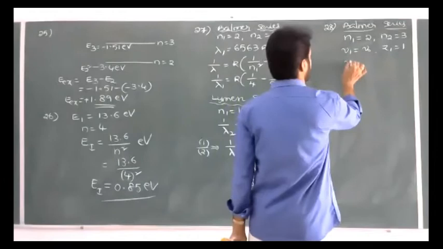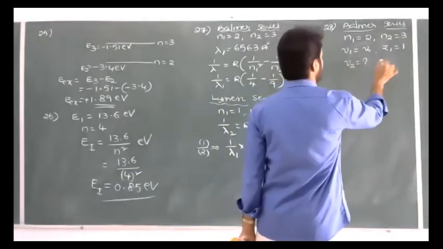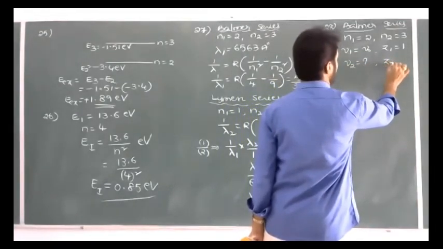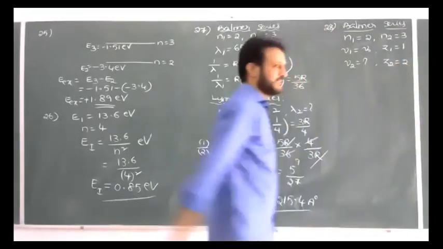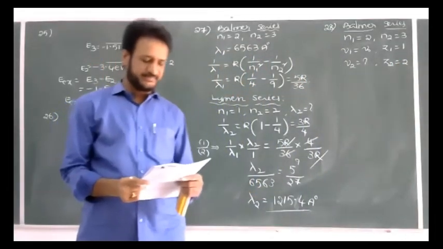But here, what is the value of the frequency nu 2? For a singly ionized helium atom, Z2 is equal to 2. You should take Z2 equal to 2.